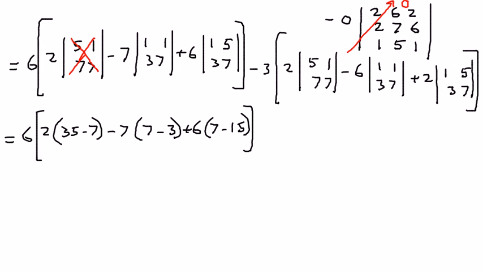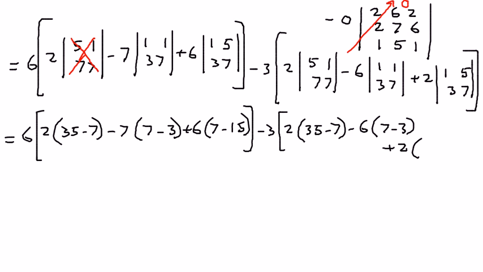And in the second part we have minus 3 times 2 times 5 times 7 is 35, minus 7 times 1 is 7, and then minus 6 times 1 times 7 is 7, minus 3 times 1 is 3, plus 2 times 1 times 7 is 7, minus 3 times 5 is 15. So we got all the numbers down, and it is just a matter of simplifying this part here.